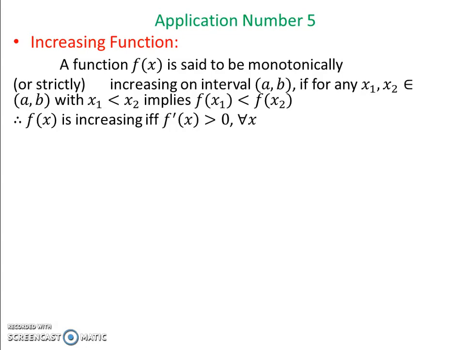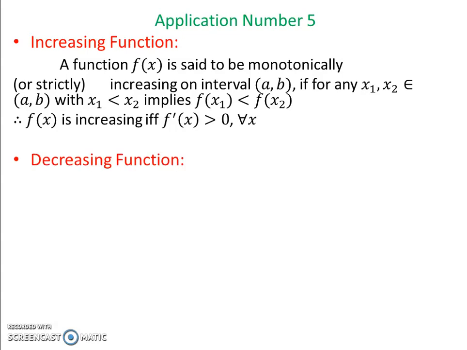F of x is increasing if and only if f dash of x greater than 0. f dash of x should be greater than 0 for every x. Then it is said to be an increasing or strictly increasing function. If it is greater than or equal to 0, then it is increasing. But if it is strictly greater than 0, then we say it is monotonically or strictly increasing on the interval ab.